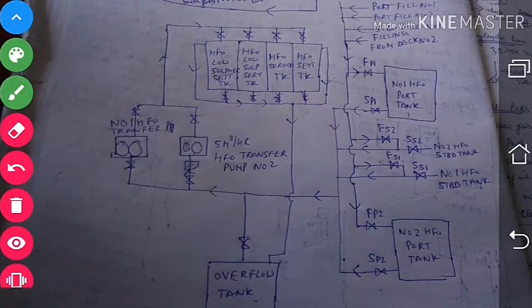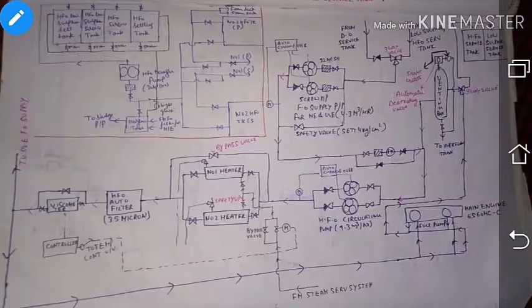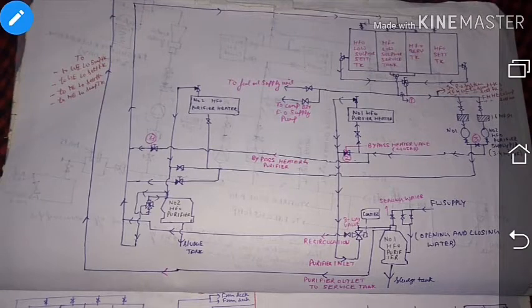Now in every watch we are draining these tanks for water accumulation. Suppose there is water; in every 4-hour watch we drain the tank because the water will accumulate at the bottom of the tank. So we will drain the tank and this drained oil will go to the overflow tank. So this is all about figure 1. We have transferred the oil from the bunker tank to the settling tank.